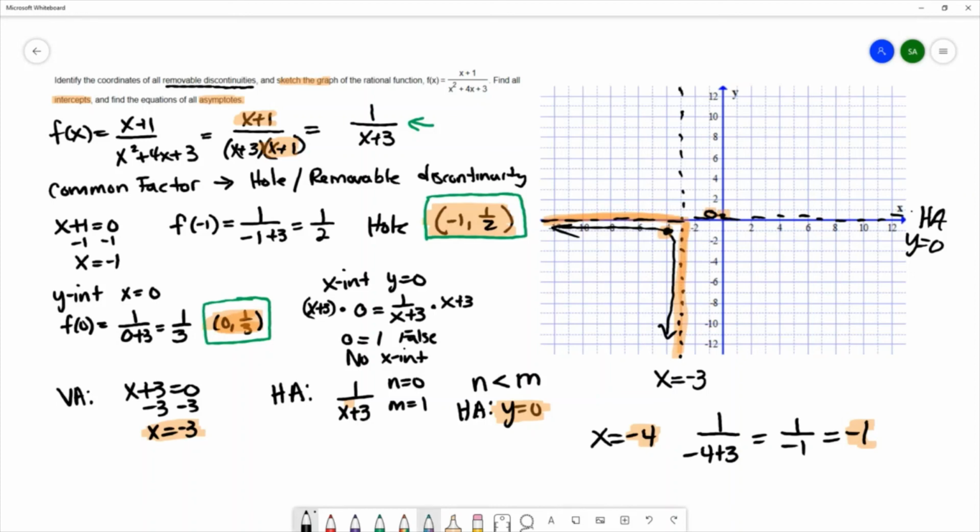Because of the vertical and horizontal asymptotes, those will guide me on how to draw the rest of the graph. I want to follow those asymptotes. So from the hole, I'm going up to +infinity to approach that vertical asymptote, and from the y-intercept, I'm following the horizontal asymptote. So we have a sketch of the graph of f(x) equals (x plus 1) over (x squared plus 4x plus 3).